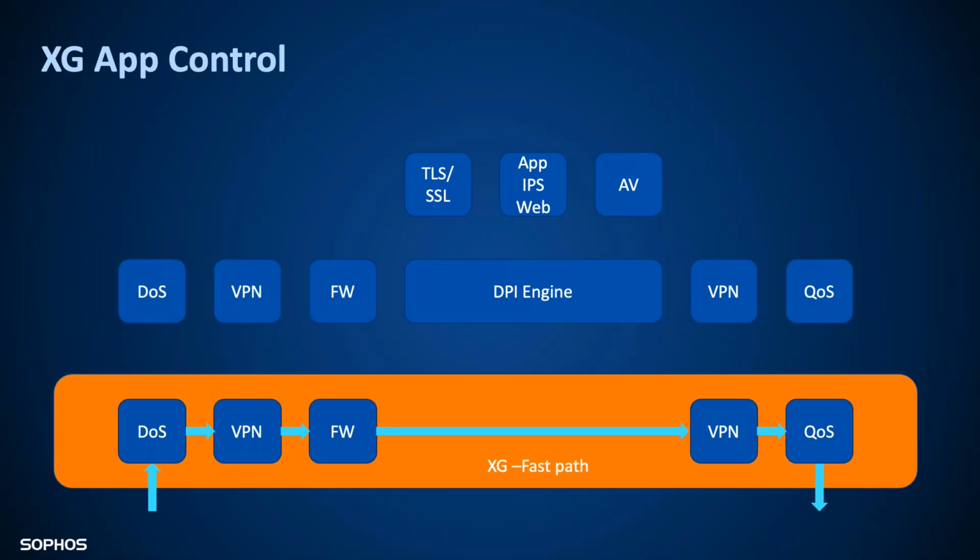So this is the final state if app control is enabled on the XG firewall. You can still see the traffic is going through the fast path without going to the DPI engine, even after app control is enabled. That's one of the biggest differentiators in V18 from 17.05.